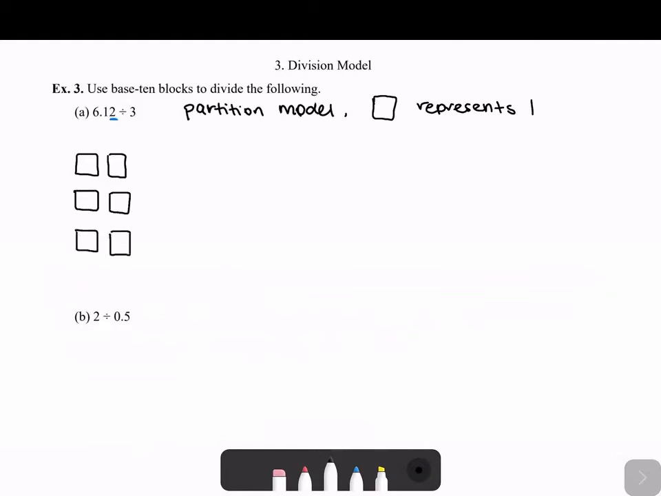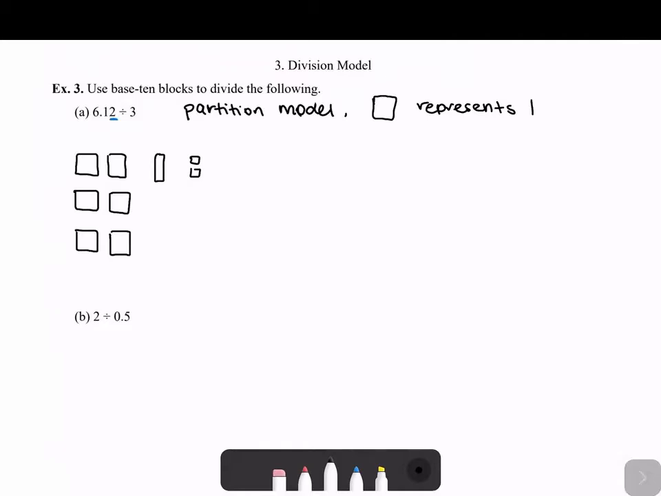And because I know I'm going to divide it into three pieces, I'm doing it in columns of 3. Then we have 1 long, and then we have 1 long and 2 units. Okay, so we want to divide this into 3 pieces, into 3 different groups, to partition it.